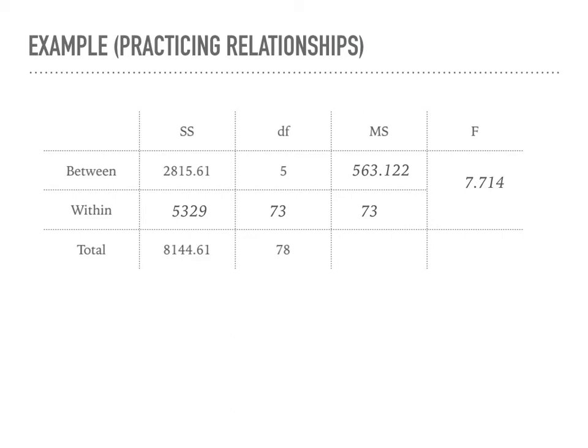Now, from just looking at this table, we should be able to state how many groups were being compared and how many total participants there were. There were 6 total different groups that were being compared. We find this from our degrees of freedom between plus 1. Now the total number of participants is our degrees of freedom total plus 1. So there's 79 total participants that were used in this table.